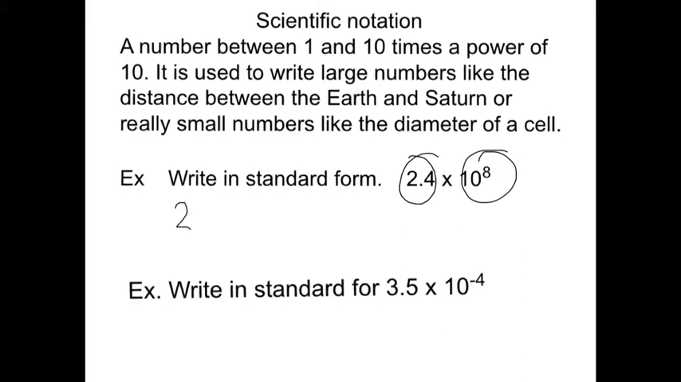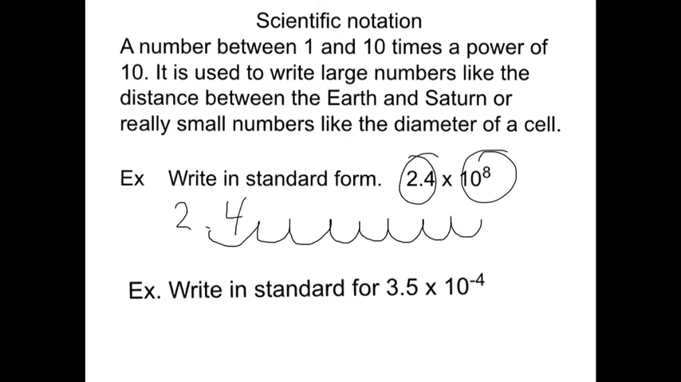As we know, powers of 10 move decimal points, so a positive power of 10 will move that decimal point to the right, making the number larger, and a negative power of 10 will move that decimal point to the left, making that number smaller. So the exponent on the 10 is 8, so I'm going to take the existing decimal point and I'm going to move it 8 places to the right.